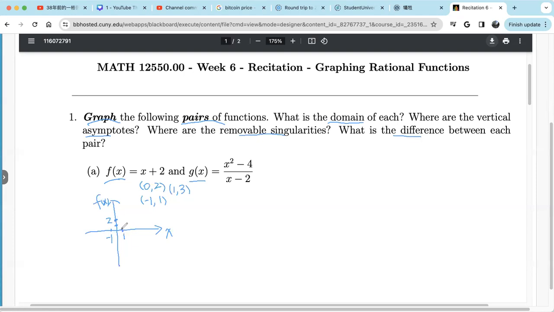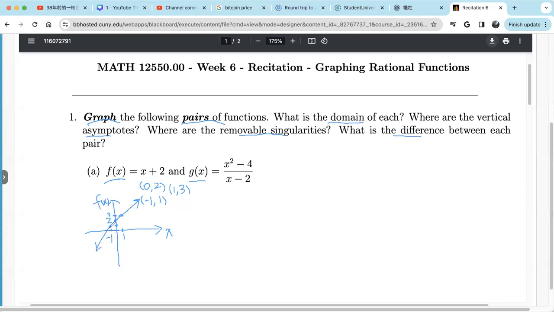So if x is 0, the function value is 2. F of 0 is 2. If x is -1, f of -1 is 1. If x is positive 1, then f of 1 is 3. So this is 3. So we have these 3 points. So connect those 3 points. Linear function, right? A straight line as a graph.